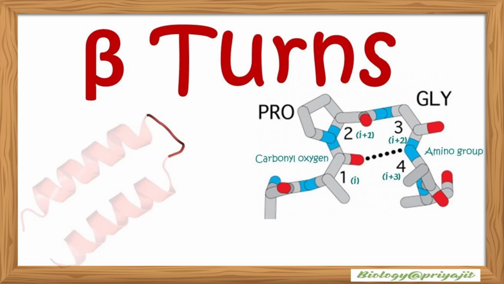Welcome my dear students. In today's class we will learn about one of the most important structural elements found in the three-dimensional structure of proteins, that is beta turns and gamma turns. These tiny loops help proteins fold compactly by allowing sharp reversals in the polypeptide chain. Let's understand their structure, amino acid preferences, hydrogen bonding and types in a simple and clear way.